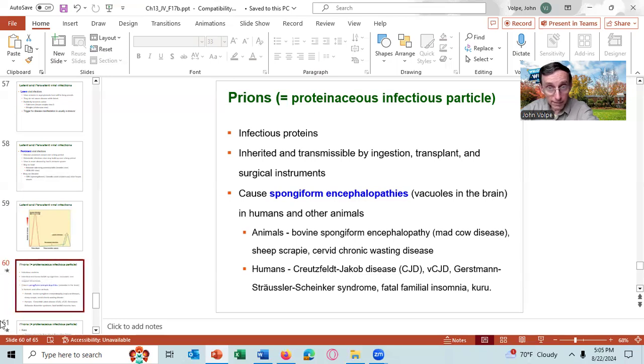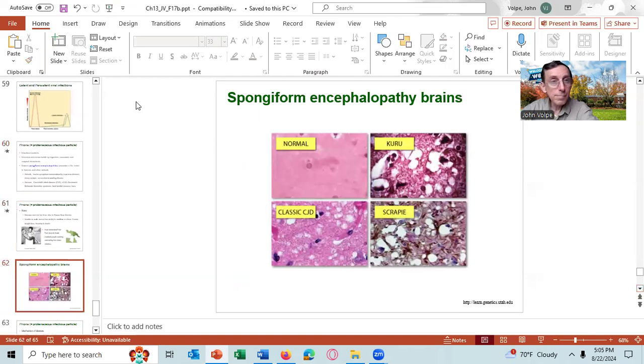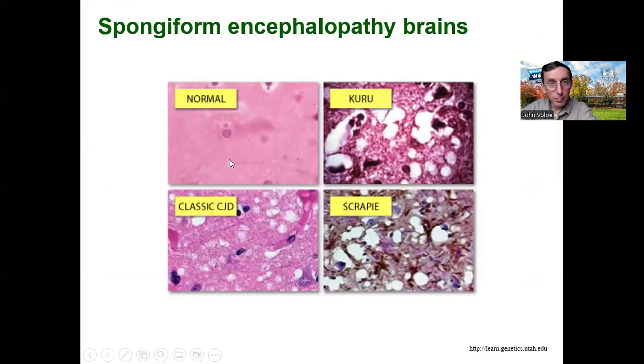Prions cause spongiform encephalopathy, which means vacuoles in the brains. This happens in humans and animals. Let me show you vacuoles in the brains. There we go. There's a normal brain, and all of these are prion-affected brains. This one by Kuru, this one by classic CJD, what is that called? Creutzfeldt-Jakob disease, and this one by scrapie. It's spongiform because it makes the brain look like a sponge. Any question about any of that?